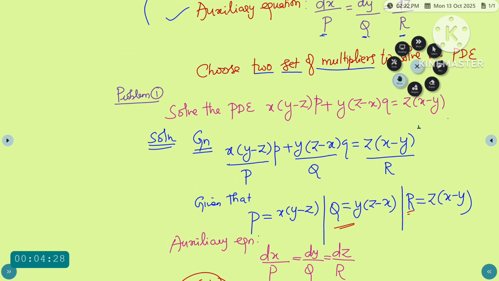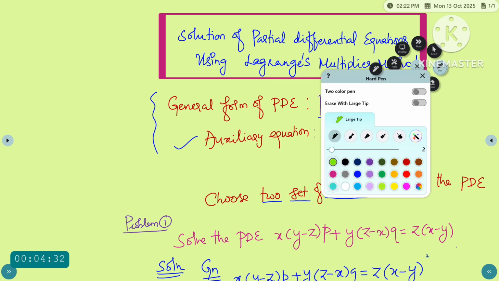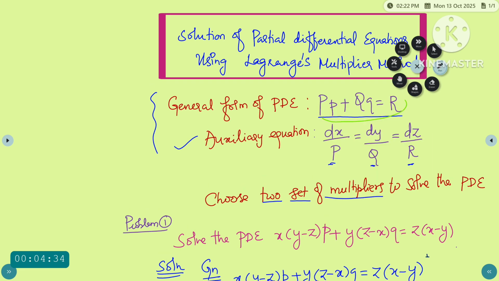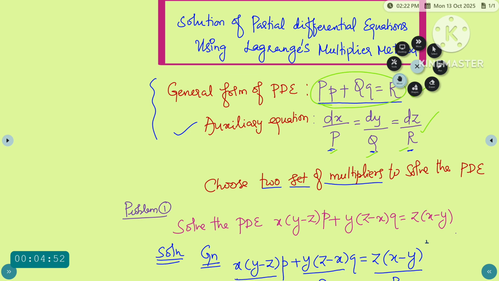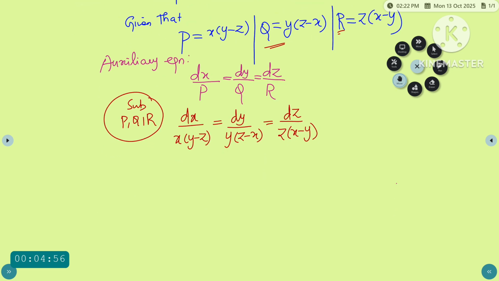Before that, see the procedure. At the first stage, we have to check whether the given equation is in the form Pp plus Qq equal to R. The first condition is satisfied, so we can write the auxiliary equation dx by P equal to dy by Q equal to dz by R. After substituting the values for P, Q, R, we can choose the multipliers, two sets of multipliers to solve the PDE. Now, let us see how we can choose the multipliers.